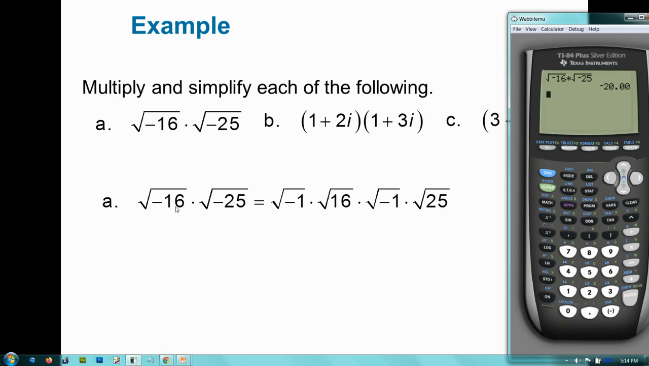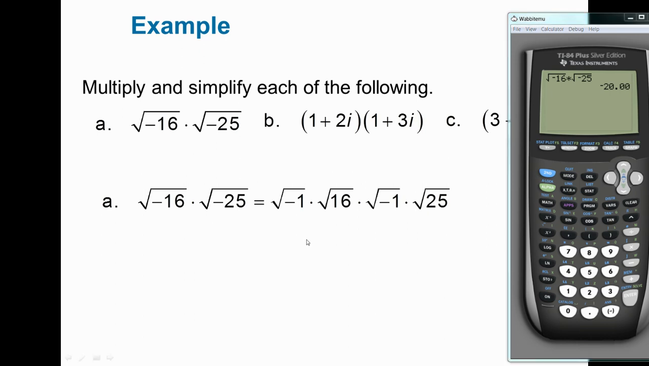All right. So we rewrite the square root of negative 16 as the square root of negative 1 times 16. The square root of negative 25 is the square root of negative 1 times the square root of 25. Now, both these square roots of negative 1 are i's. That's an i and that's an i. All right, so I got i times 4 times i times 5. Well, 5 times 4 is going to be 20. And then, well, I take that back.